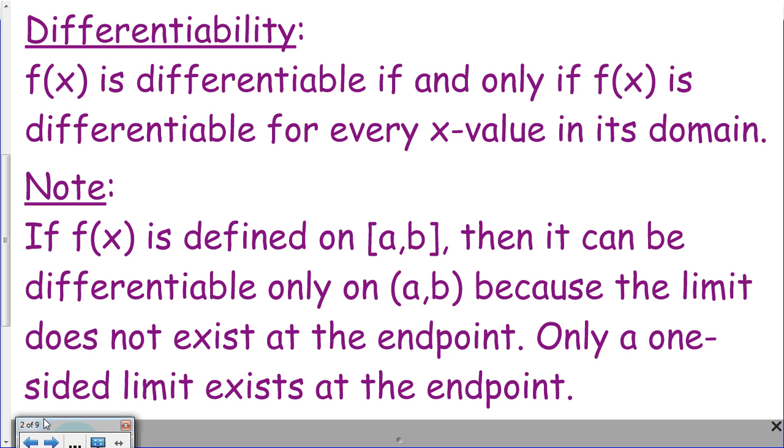And I know we're talking about differentiability here, and you might wonder, well, where does limit come in? Well, remember the definition of a derivative is based off of a limit. It's a limit of a difference quotient. So that's the limit we're talking about.